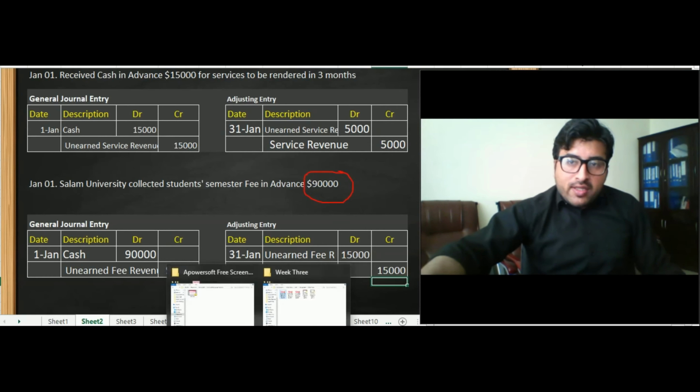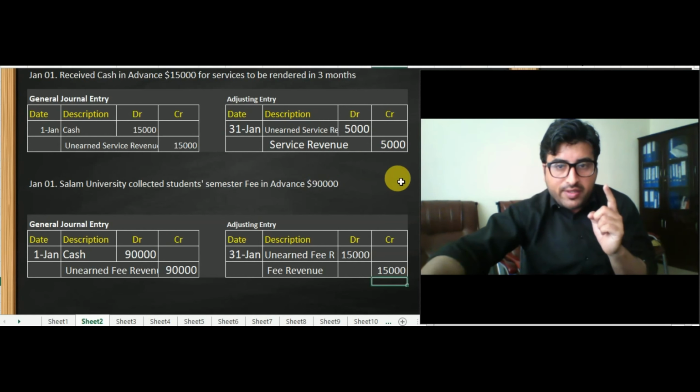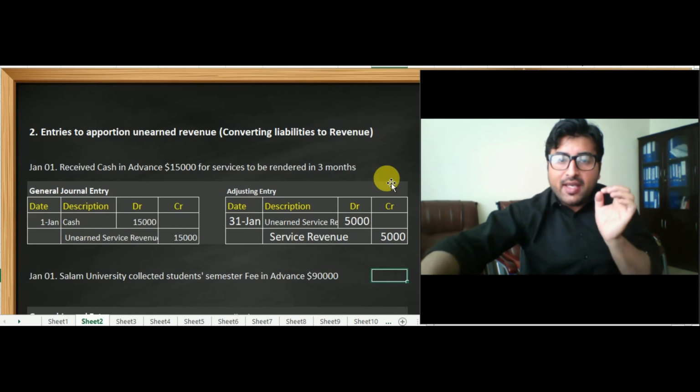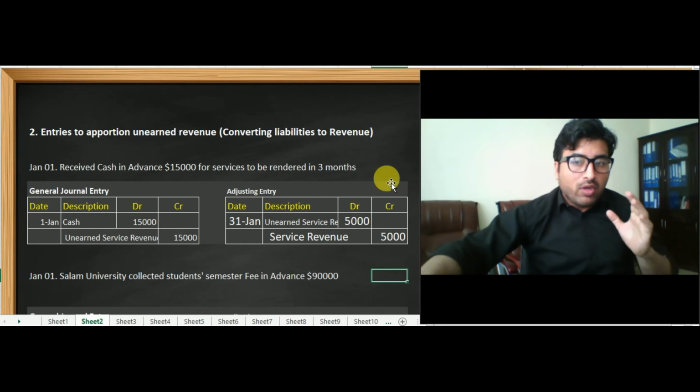So dear students, you have learned the second type of adjusting entries, and that was converting liabilities to revenues. I hope you have learned, and the coming 2 types we will discuss in the coming lecture.